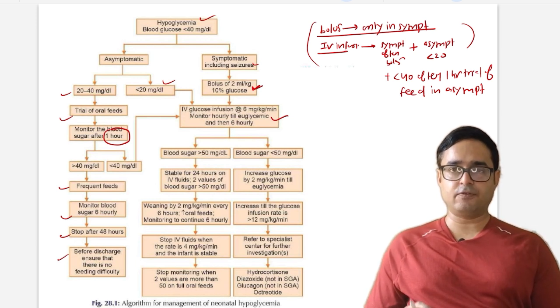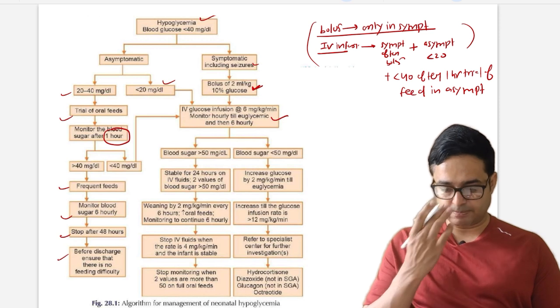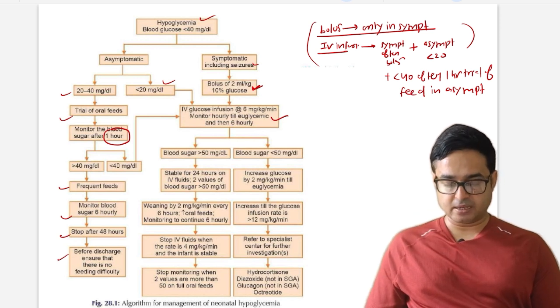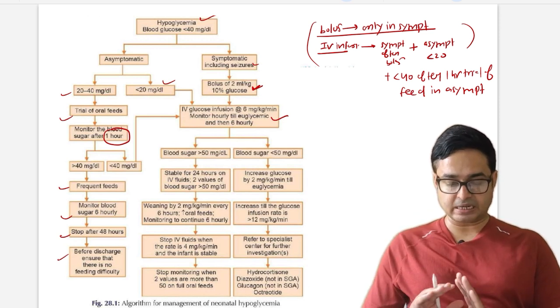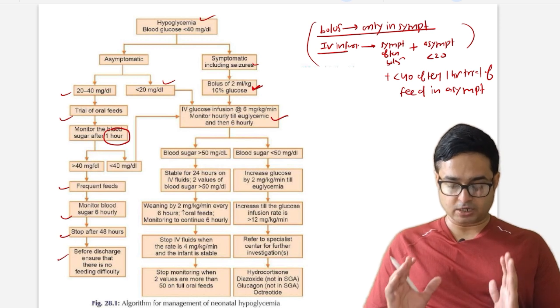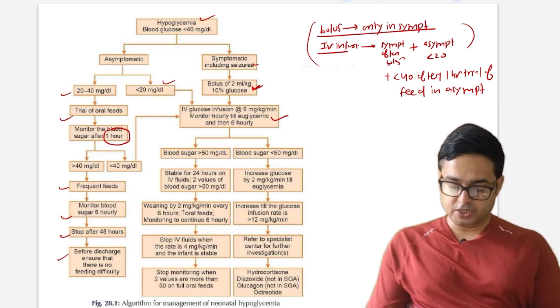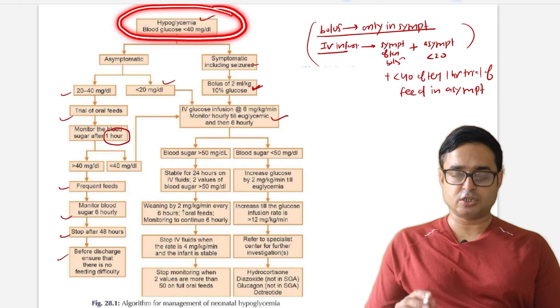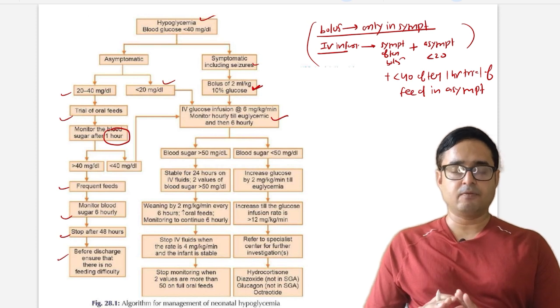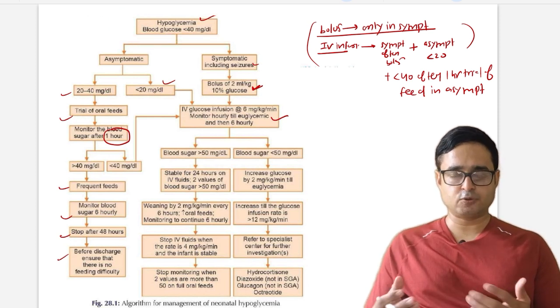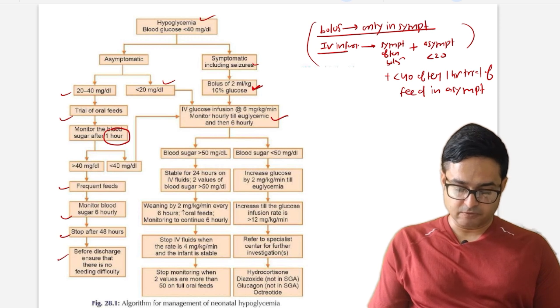I think in every exam, one question on hypoglycemia management is there, so I will simplify this table, or rather flowchart. Okay, we did blood sugar estimation of a neonate. It was less than 40, like 30, 20, anything. It was less than 40.